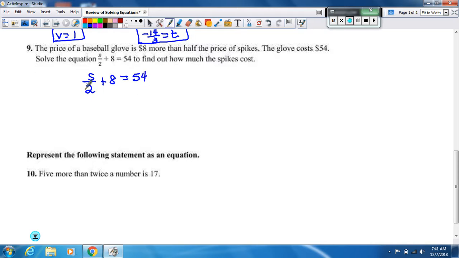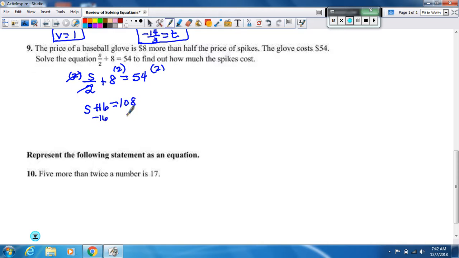So I want to get rid of the fraction, multiply each term by the denominator. That gets rid of the fraction for you. So I'm going to multiply everything by 2. Top cancels with bottom. So I have S. 8 times 2 is 16. Sorry, I forgot the 1. Equals 54 times 2 is 108.